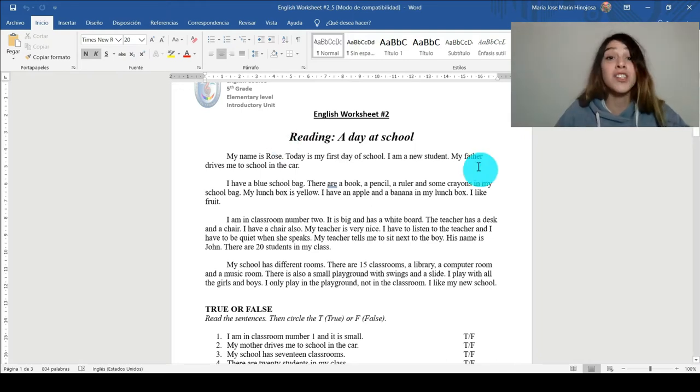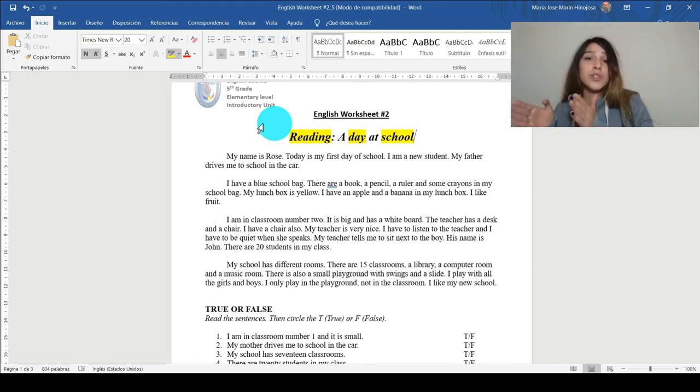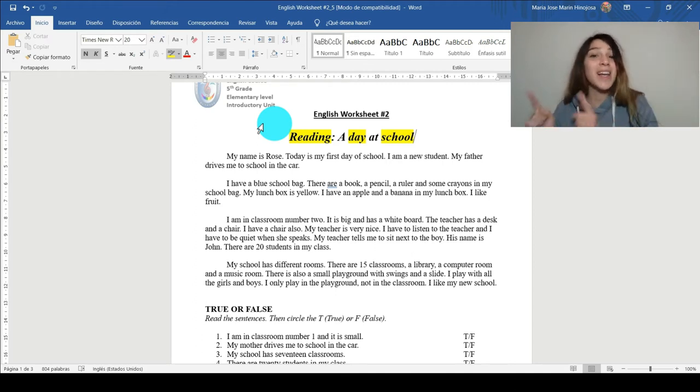Okay, let's start. Reading a day at school. In my case, I know the words reading, day, and school. If I know the meaning of these words, now I can suppose the meaning of the whole sentence. Reading, leer, day, día, school, escuela. Leer, día, escuela. ¿Qué vamos a hacer? Leer sobre un día en la escuela.